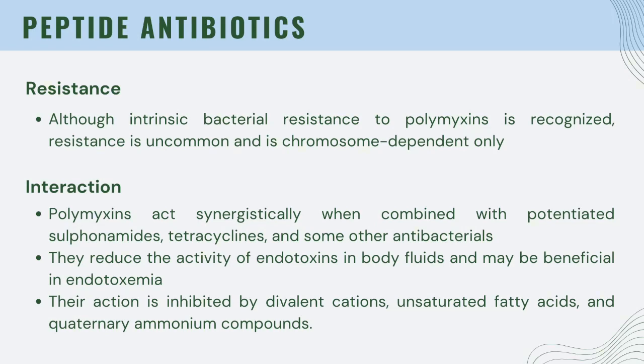Their action is inhibited by divalent cations since they can compete with polymyxin binding to the cell membrane. Unsaturated fatty acids and quaternary ammonium compounds can also inhibit polymyxins since they can form complexes that may prevent polymyxin from binding to the cell membrane.